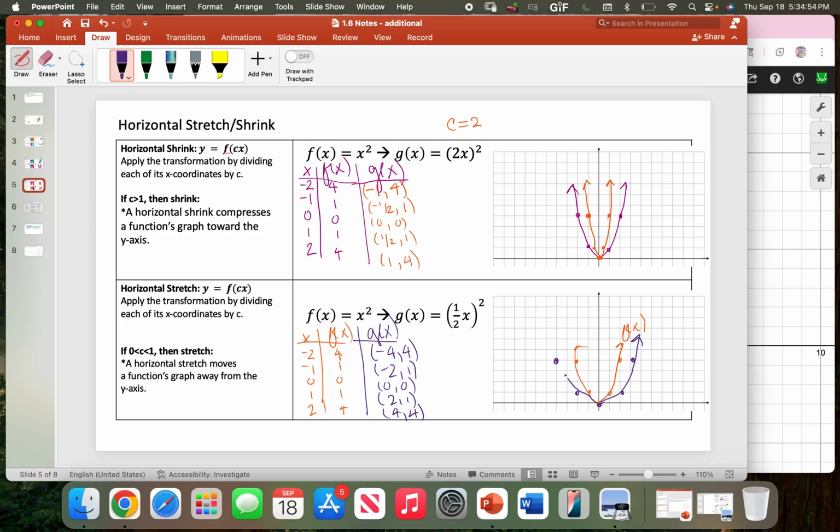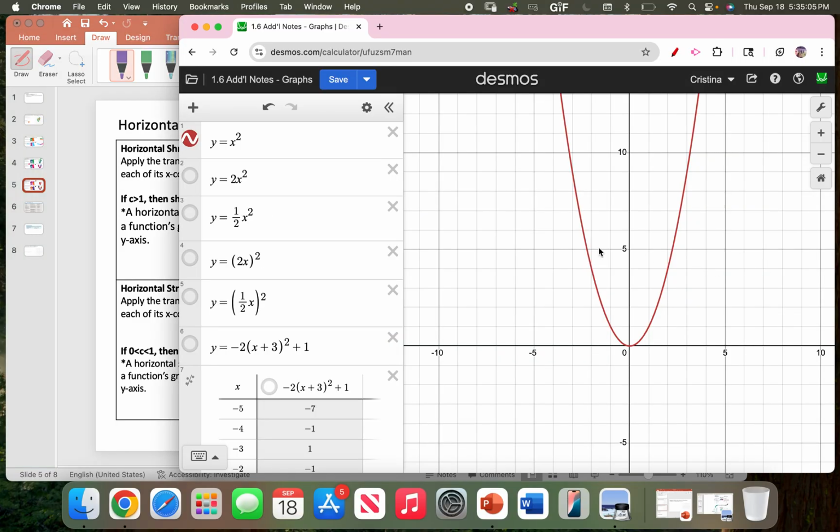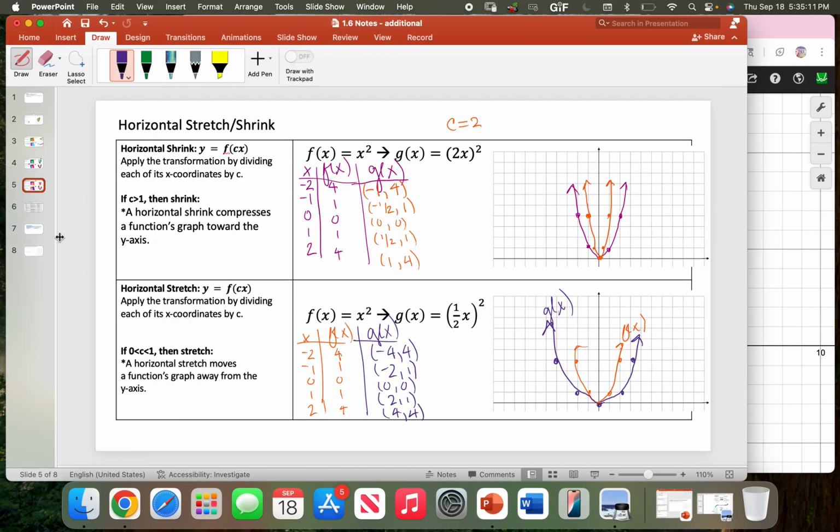Okay, and this is a horizontal stretch. We should be moving away from the y-axis. We're pulling it to the left and to the right horizontally. It's going to look like this. Okay, so we'll see that that parabola gets wider.